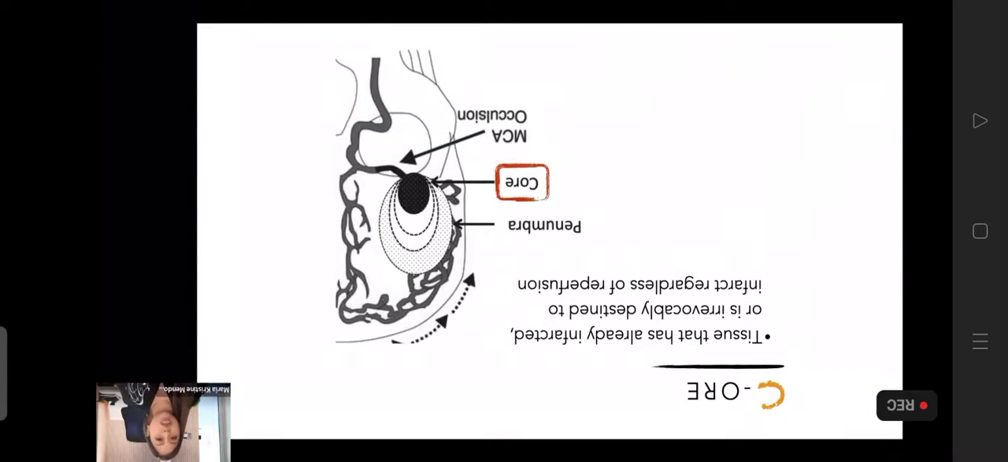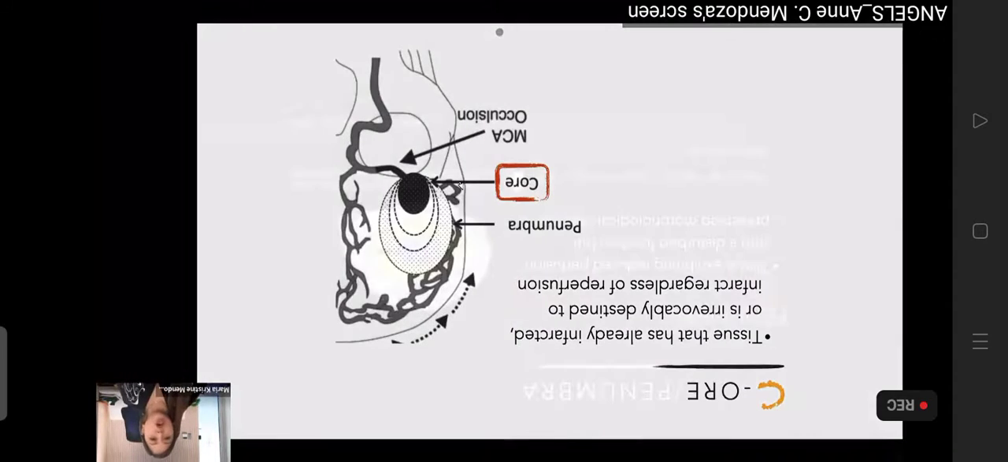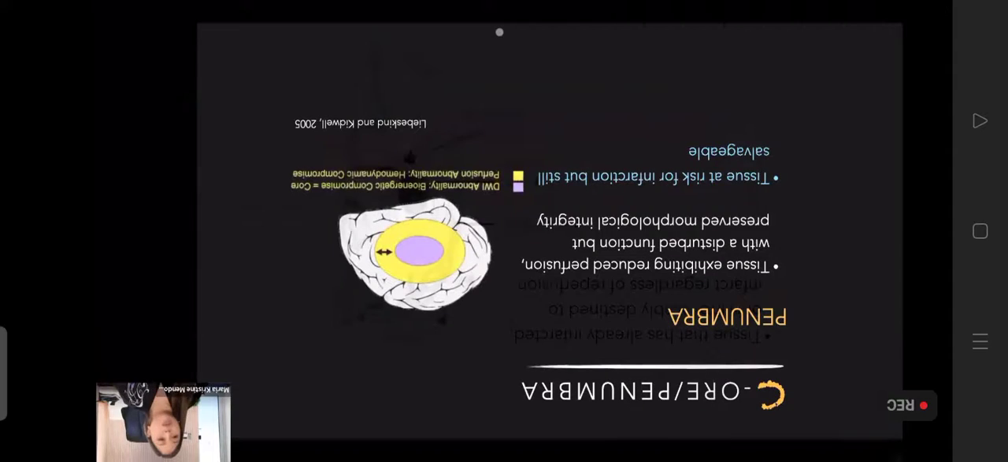already been infarcted. So it is irrevocably damaged, or it already has irreversible damage. But what we want to look at would be the extent of the penumbra, or the tissue at least for its infarction but still salvageable by thrombectomy or thrombolysis.